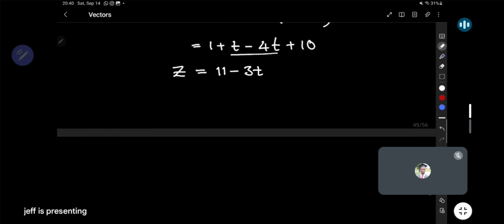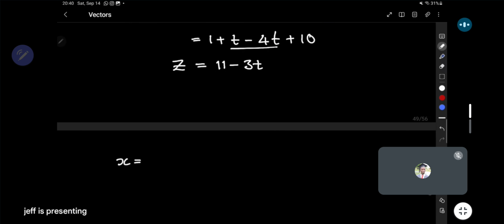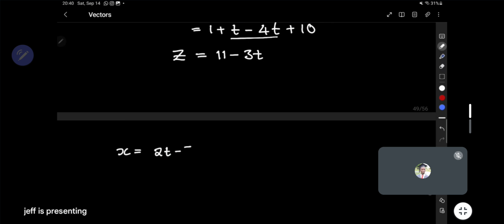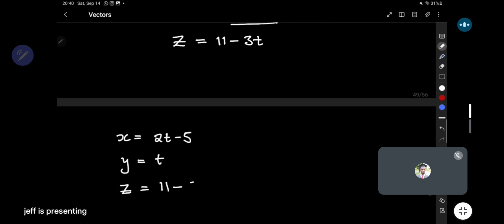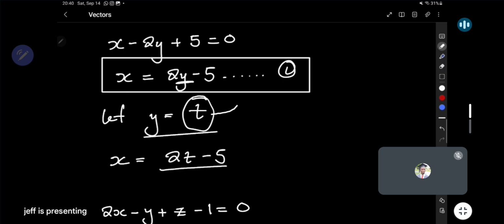So the line of intersection has reduced to parametric form with x equal to 2t minus 5, and then y just equal to t, and then z being equal to 11 minus 3t. So this becomes the parametric equation for the line of intersection. Again, notice that the choice of what y is to be is not set to say that this is what you must do. It just becomes a preference.